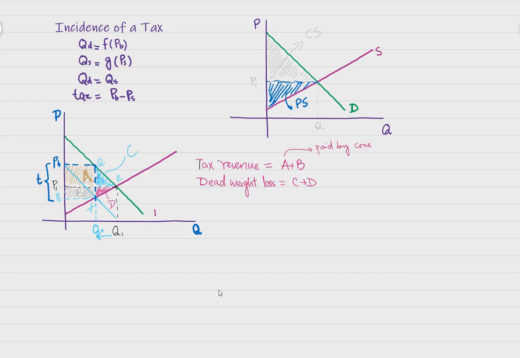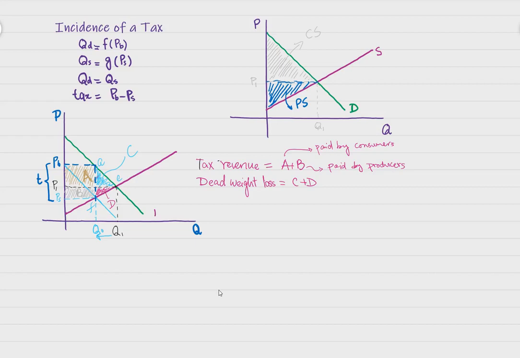And A is contributed by the consumers. Area B is contributed by the producers. The question arises: who would be paying most of the tax, or once the tax is imposed, who will bear most of the burden?